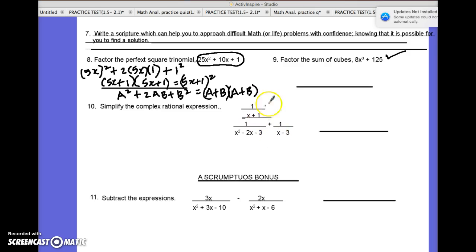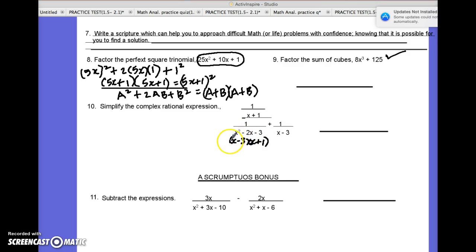All right. These we did in class, this one we did in class. But let's just go ahead and finish off with this one. Here, it's good to factor this trinomial, and this trinomial factors into x minus 3 times x plus 1.